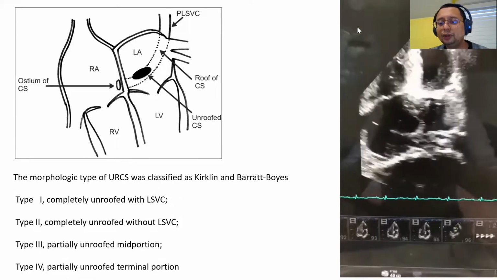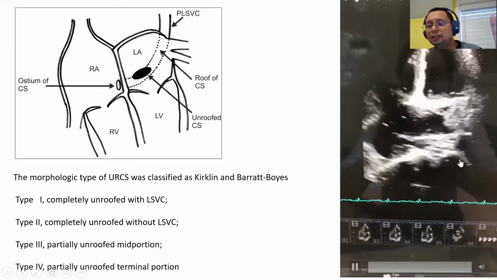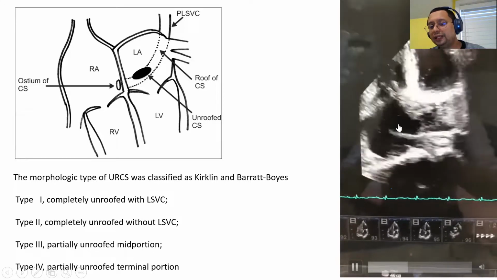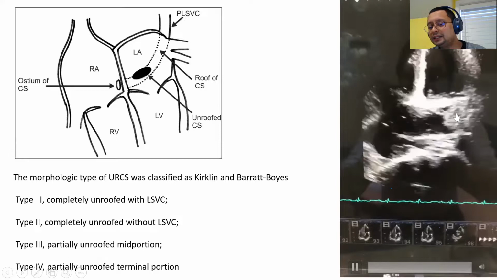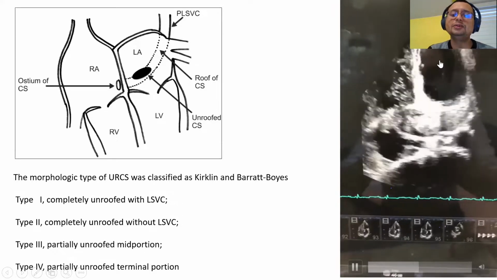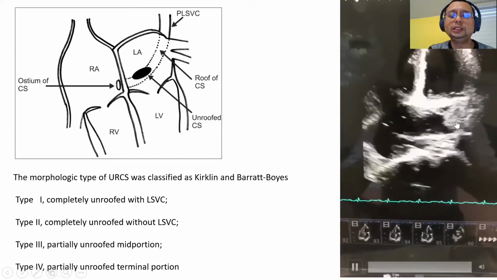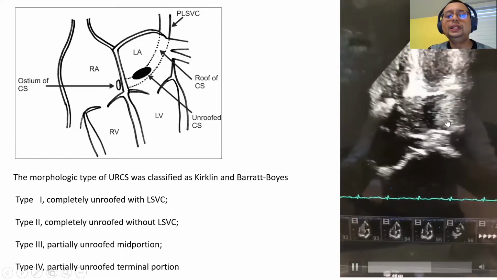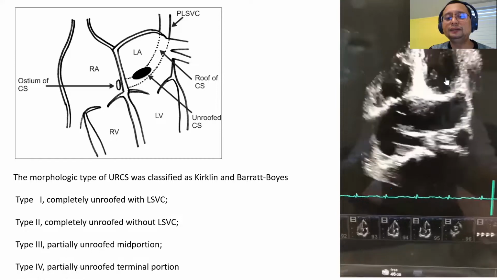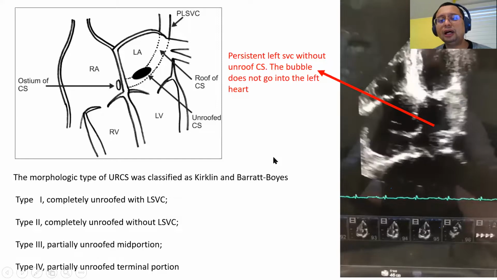I just wanted you to pay attention to this apical 4-chamber view. Let's say I put a bubble into the patient's left brachial vein now. Okay, so left ventricle, right atrium. Put a bubble inside the left coronary sinus. You can see that only the right side of the heart got bubble, but not the left side of the heart. So in this situation, we know that this patient only has persistent left superior vena cava without unroofed coronary sinus because there is no bubble escape to the left side of the heart. All right. So this is a persistent left SVC without unroofed coronary sinus.